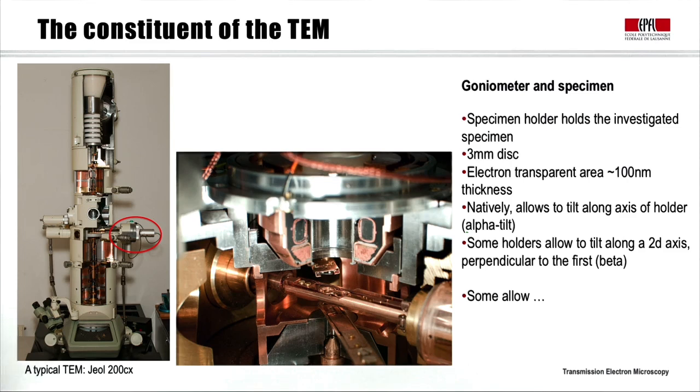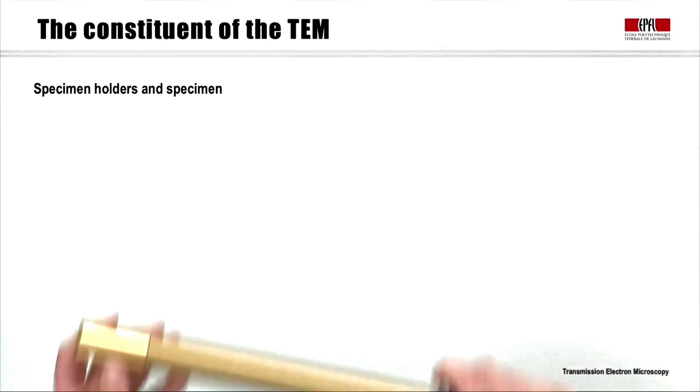Some holders will also allow you to tilt the specimen along a second axis, which is perpendicular to it. And then some holders will allow incredible things, like you will be able to heat your specimen or cool your specimen to liquid nitrogen temperature or even to liquid helium temperature. You might be able to have electrical fields or electrical currents. You might be able to have some straining experiment or some indentation experiment. Well, there's no limit to the imagination.